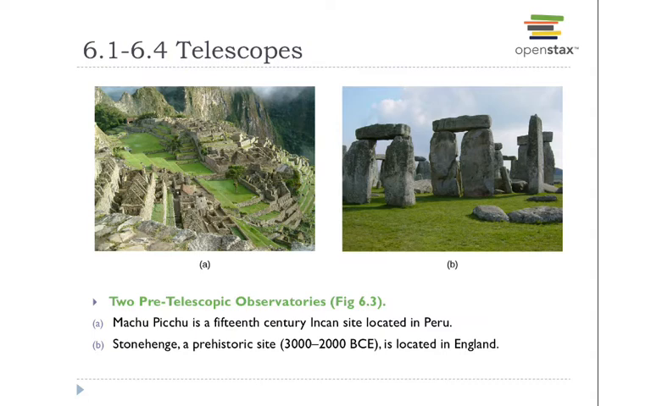Here we see two pre-telescope observatories. So we've been using observatories to understand the heavens for a long time. Machu Picchu here in the 15th century, and here Stonehenge, a prehistoric site from about 3000 to 2000 BC in England. And so using instruments is extremely beneficial to us. The telescope was a tool that really helped us push modern astronomy forward to get a lot of observations.